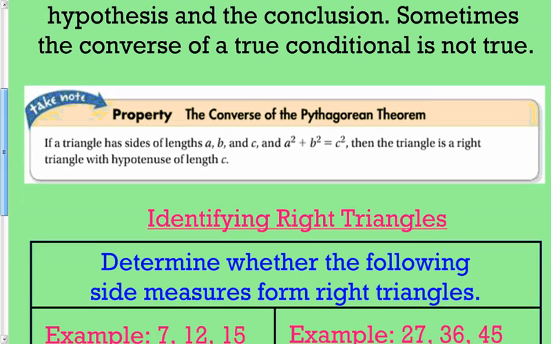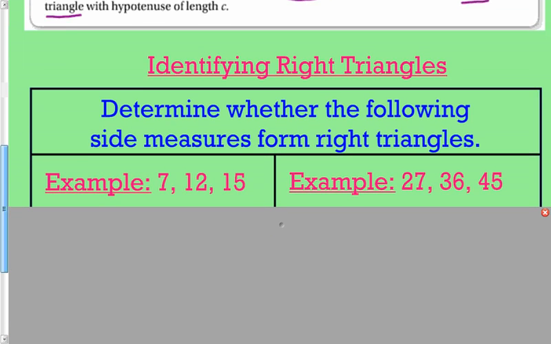But in the case of the Pythagorean theorem, we're just switching it around, and now we're saying if a triangle has side lengths of a, b, c, and a squared plus b squared ends up equaling c squared, then the triangle is a right triangle with the hypotenuse of c. So we can plug in for a squared and b squared and c squared if we have three side lengths of a triangle and determine if it's going to be a right triangle or not. So let's look at these.